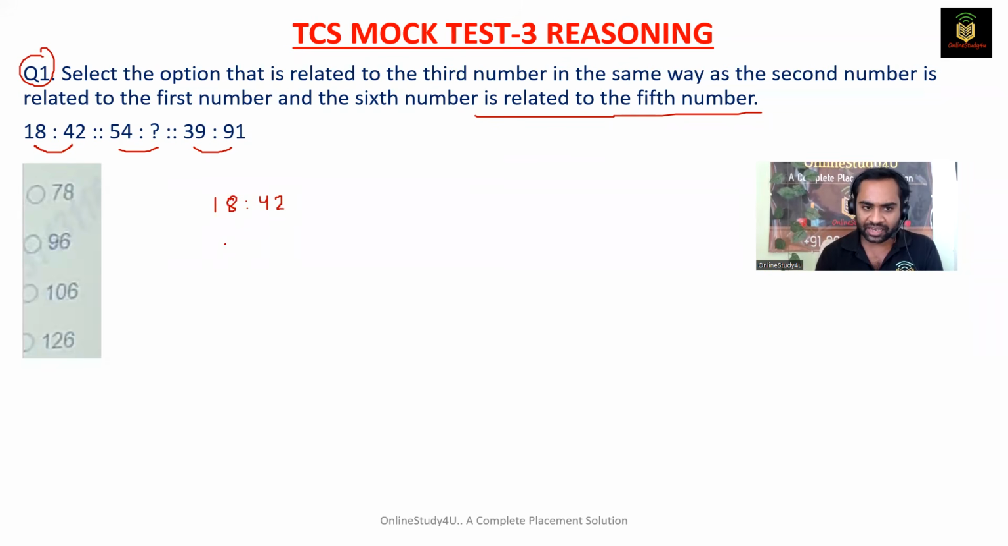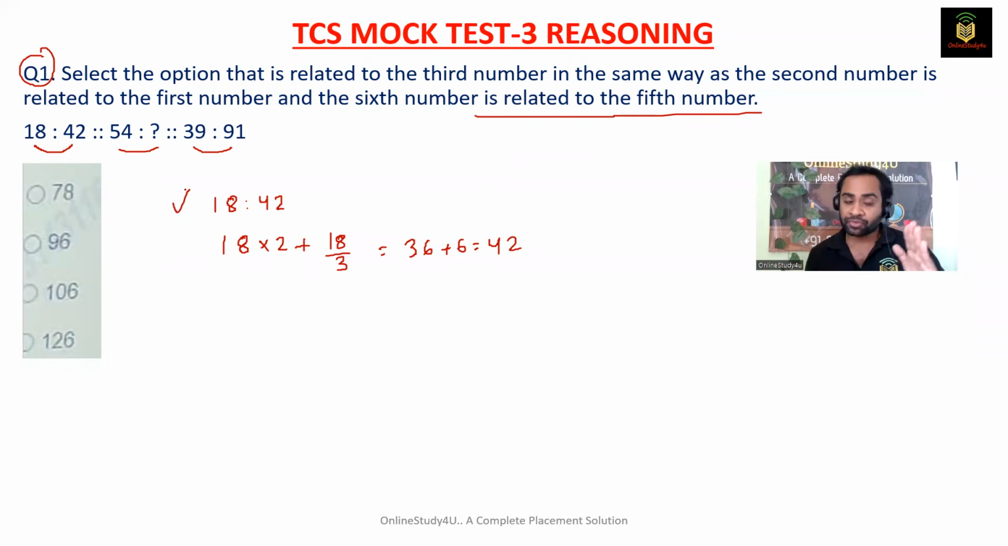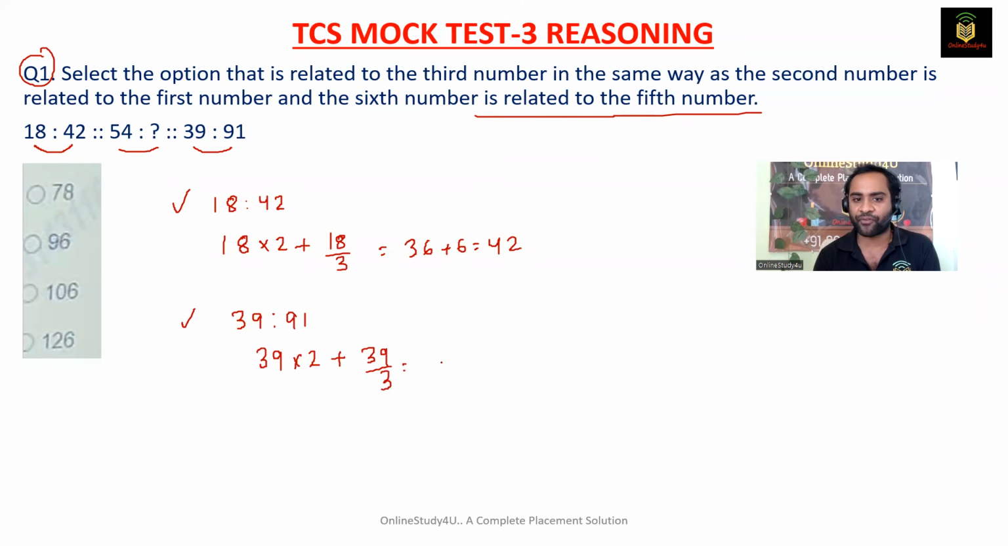What they have done basically is multiply 18 by 2 to get 36, and then divide 18 by 3 to get 6. So 36 plus 6 is nothing but 42. For this kind of question, there might be more than one logic. If somebody is able to solve it by another logic, totally fine, there is no problem at all. Then 39 and 91. 39 you multiply by 2, and then 39 you divide by 3. This is the logic they have followed. 78 plus 13 will be nothing but 91. Now the same thing with 54. We will multiply 54 by 2, and then divide 54 by 3.